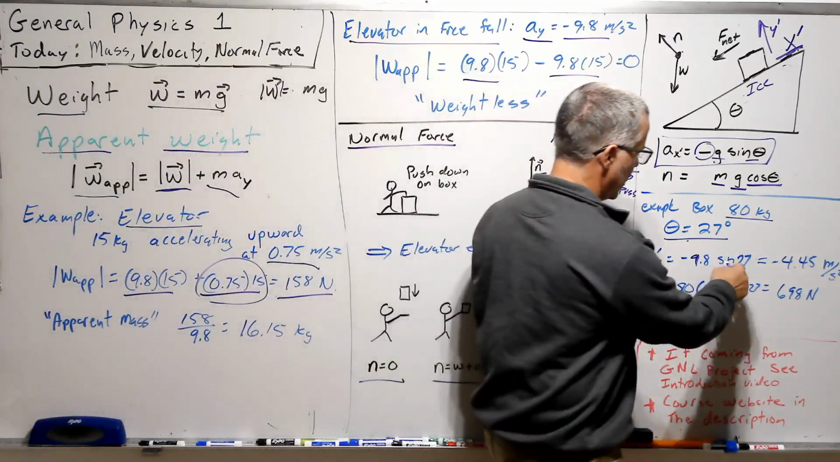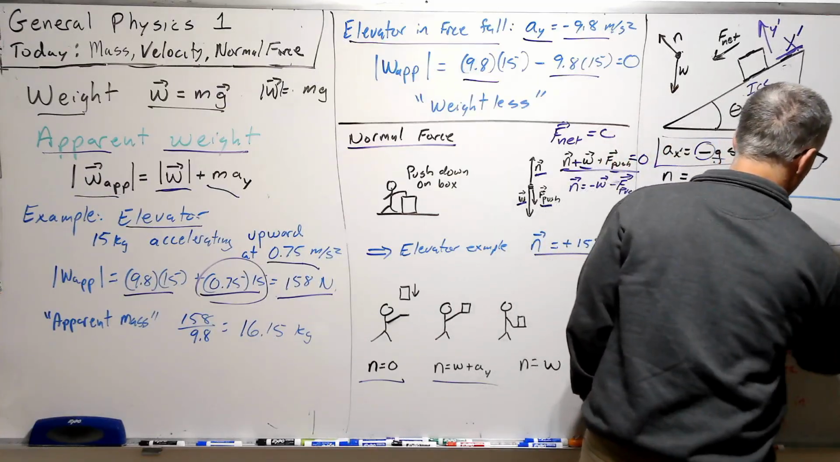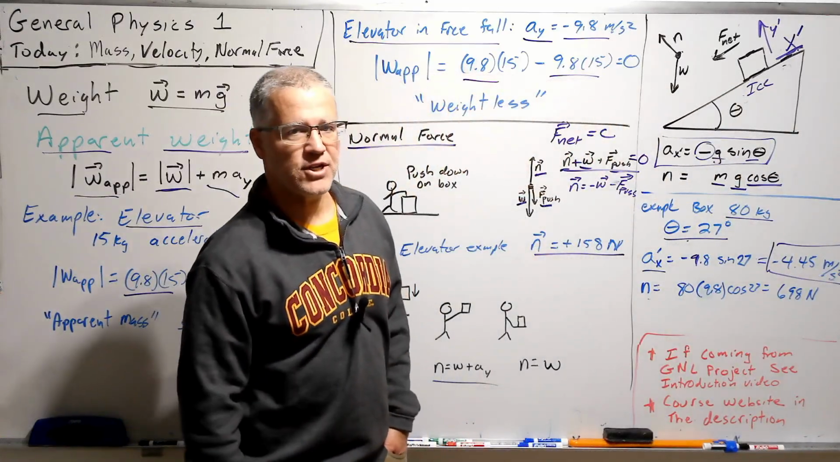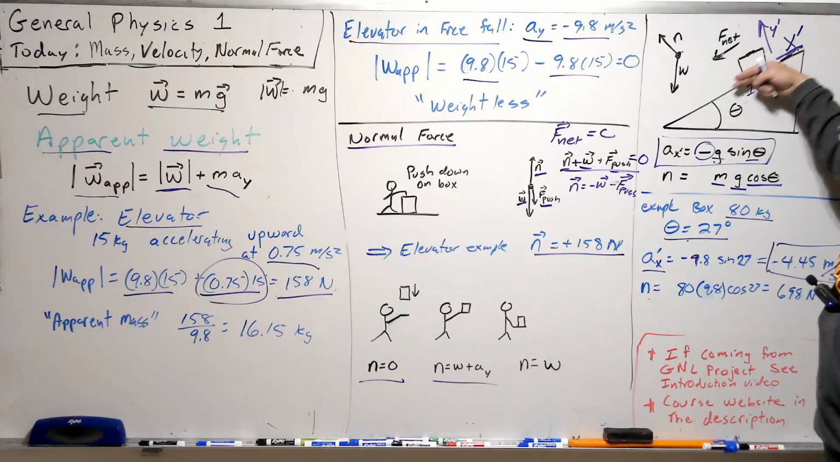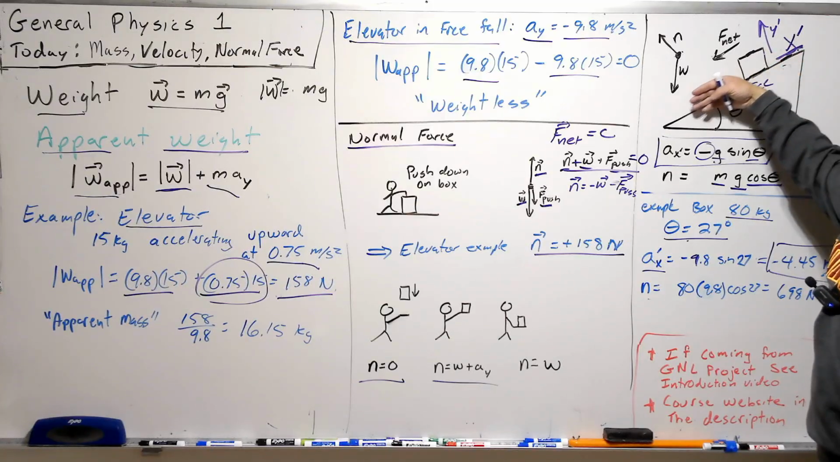Minus 9.8 sine of 27. That is negative 4.45 meters per second squared. So it will start to accelerate this way. Not as fast as free fall, of course, as we would expect, but it'll accelerate this way.